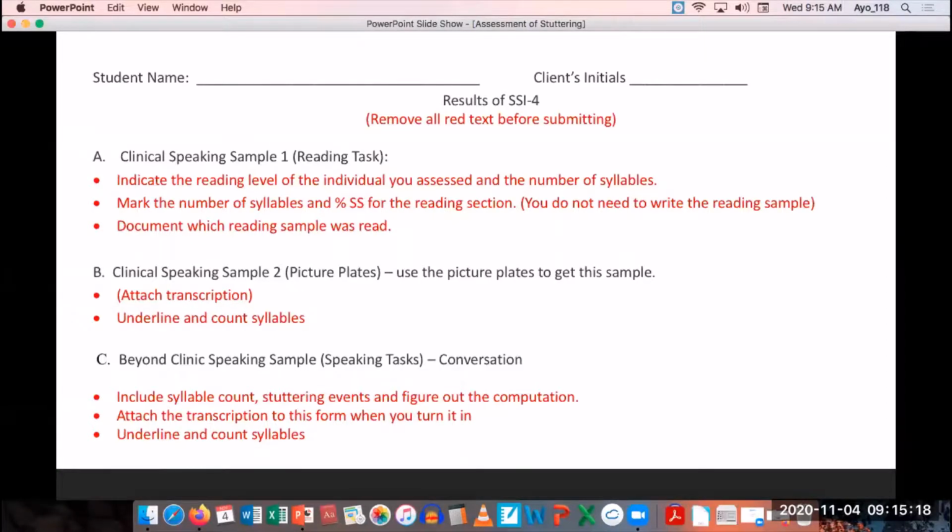What you're going to do for part 1, clinical speaking sample, that's the reading task. Indicate the reading level of the individual you're assessing. So if you're assessing a 5th grader, if you're assessing a college level student, indicate that. Mark the number of syllables and the percent of stuttering severity for the reading section.